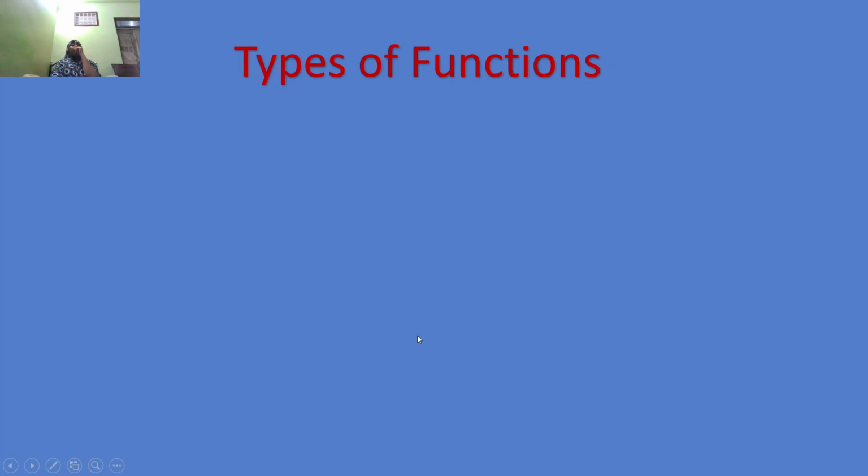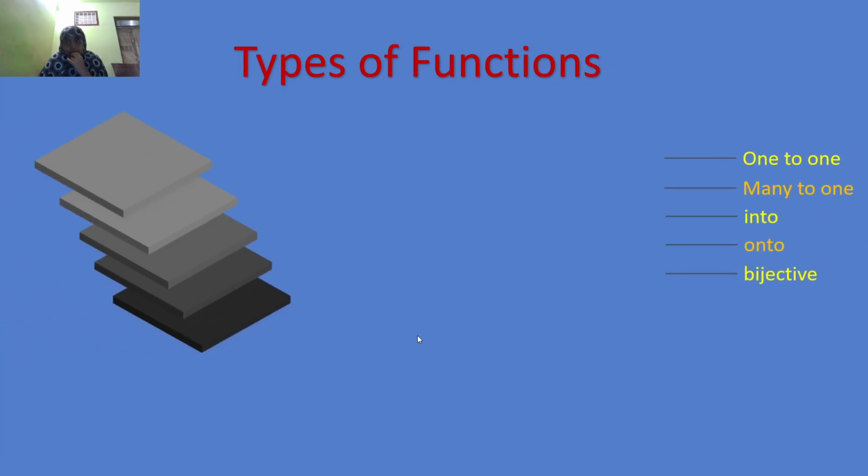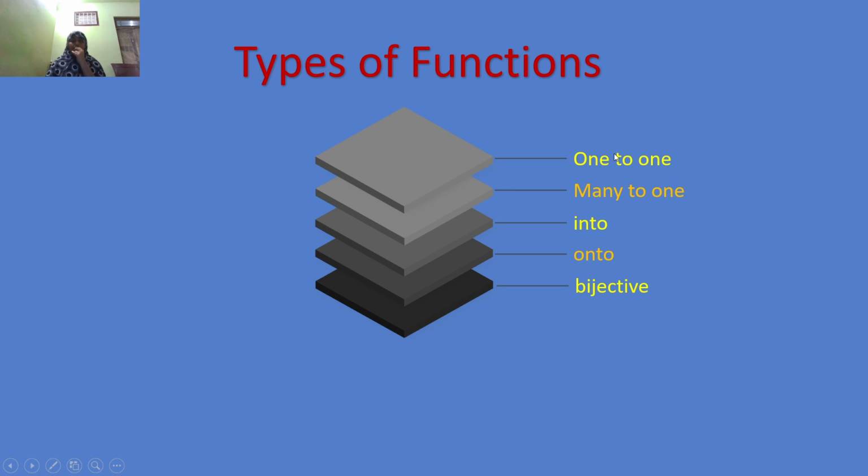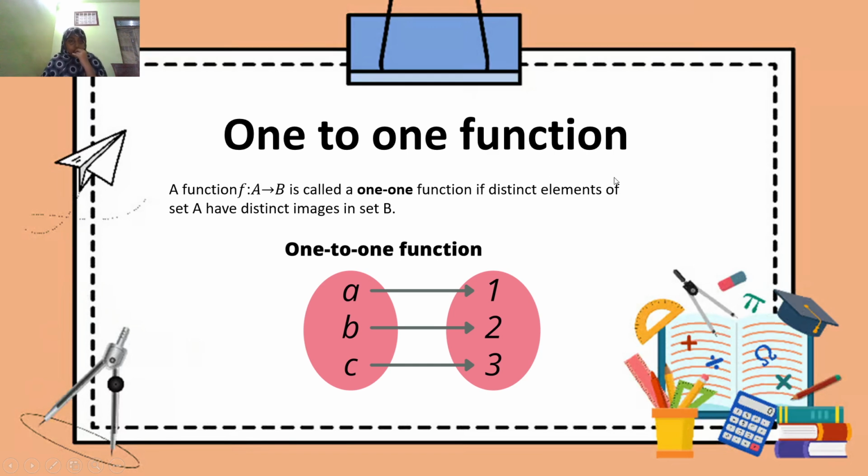Okay, we are going to go into the types of functions now. We are going to see 5 types of functions: one to one, many to one, into, onto, and bijective. So what is a one to one function? A function is called 1-1 if distinct elements of set A have distinct images in set B.